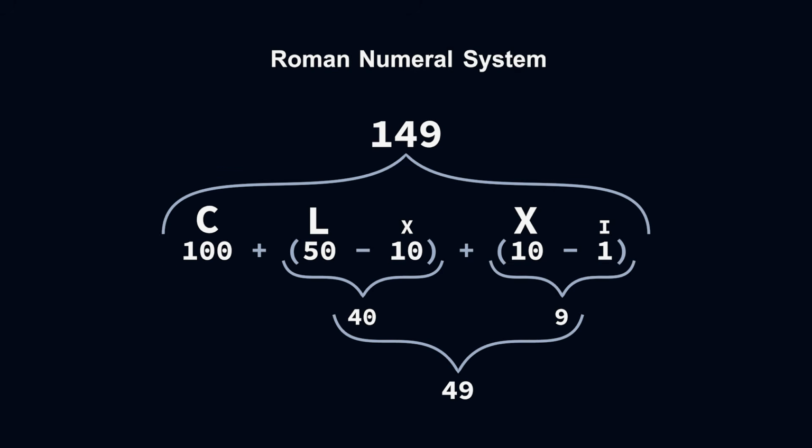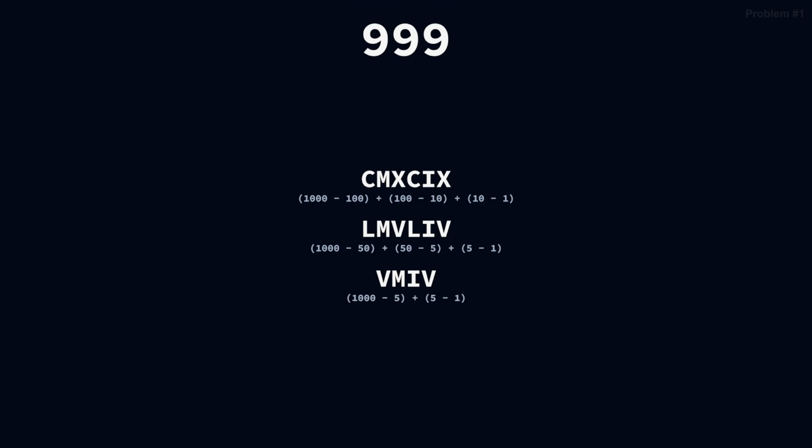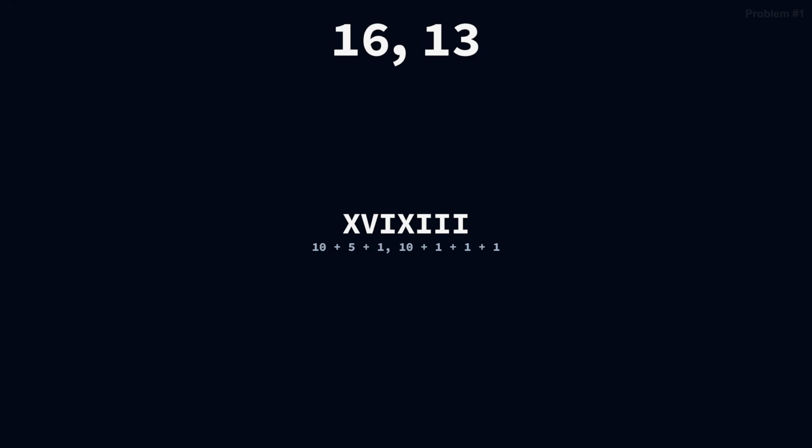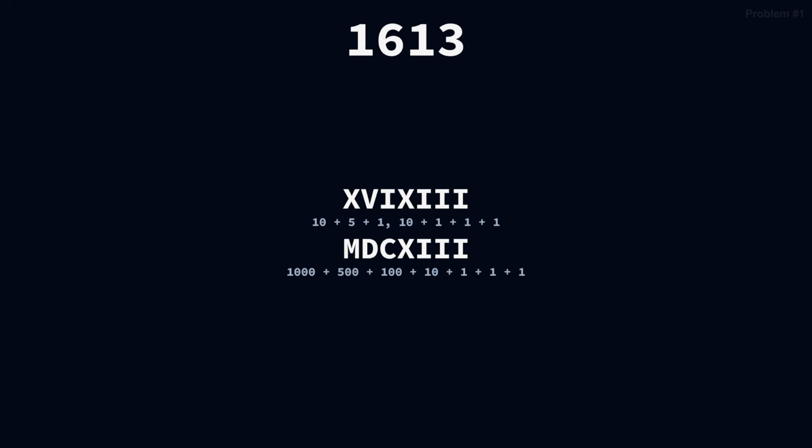There is a major problem with this system though. Actually, there's far more than one. First, there's not actually one way to write numbers. 999, for example, can be written as CMXCIX, LMVLIV, VMIV, or simply IM, all of which equal 999 but are completely different. There are also some other ancient examples which are even more odd, like 1613 being written as XVIXIII, which literally means 1613. But it really makes no sense, unlike the standard form, which is MDCXIII.